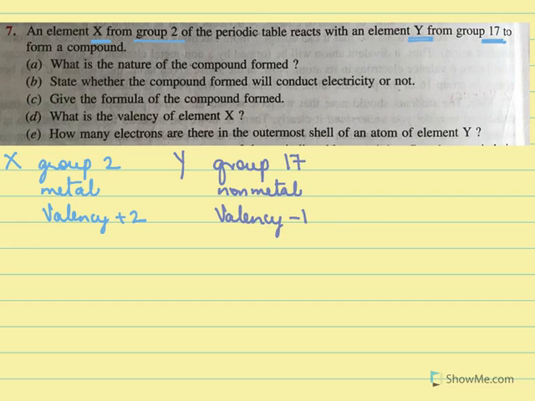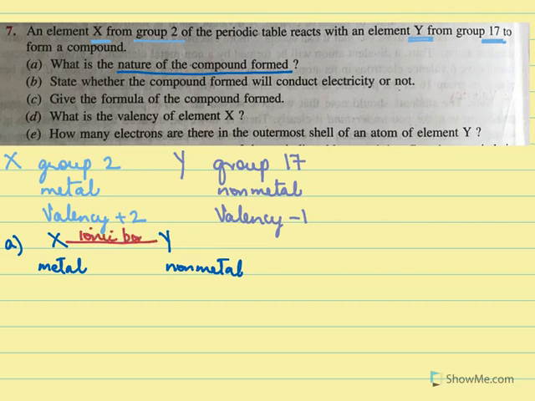They gain 1 electron. So first question, what is the nature of the bond formed? So we have X is a metal and Y is a non-metal. So what bond do you expect between the two? The bond formed between them will always be ionic. There will be a transfer of electrons. So the bond between X and Y is ionic.